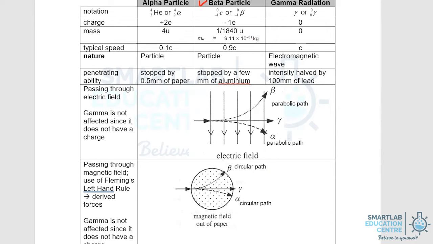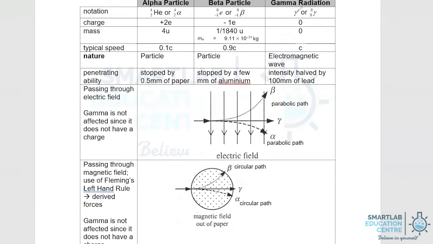Beta emission. In beta emission, a beta particle will be emitted, and beta particle is an electron, so it has a charge of negative e, and the mass of an electron is given as 9.11 times 10 to the power minus 31 kilogram. The speed typically is about 90% of the speed of light, and beta particle, like alpha particle, behaves more like a particle. It could be stopped by a few millimeters of aluminum sheet.